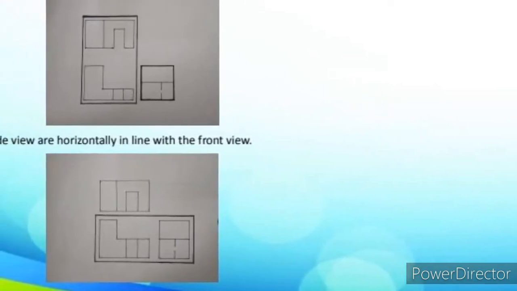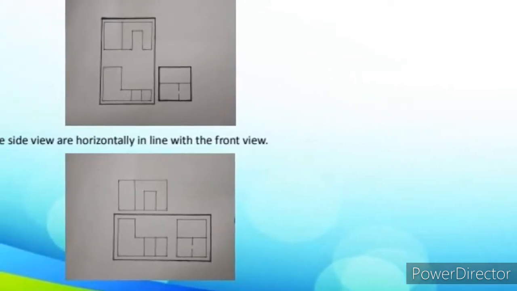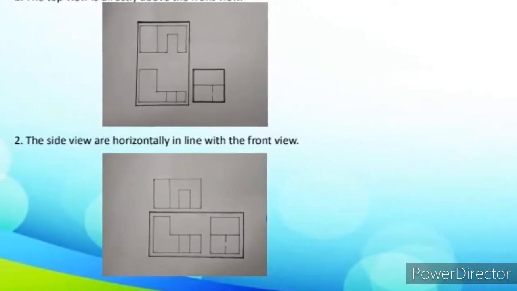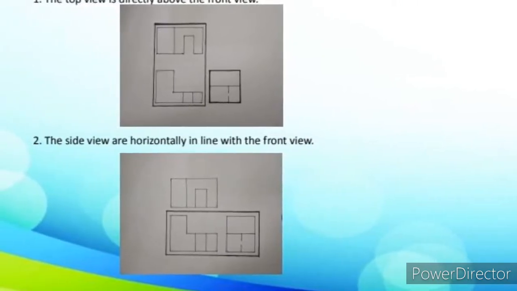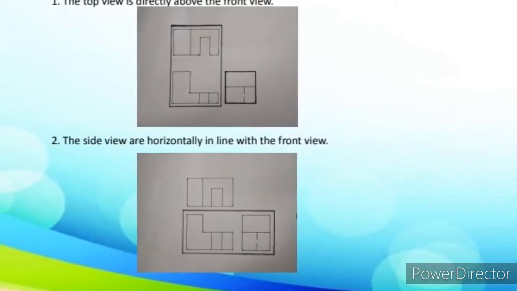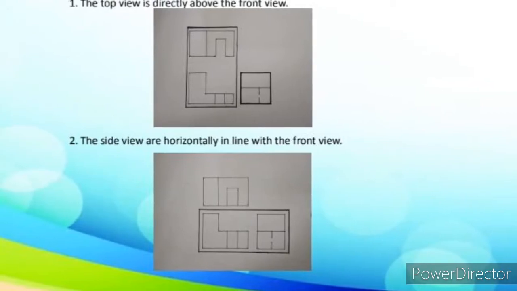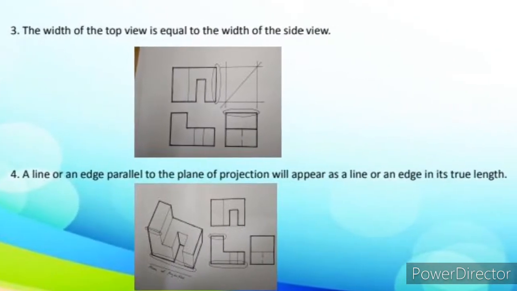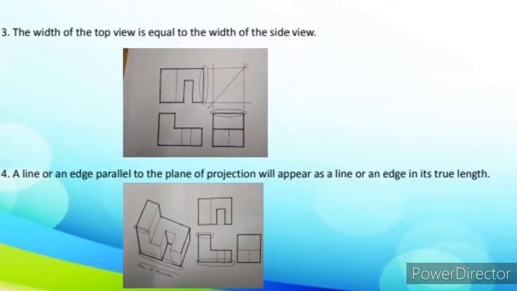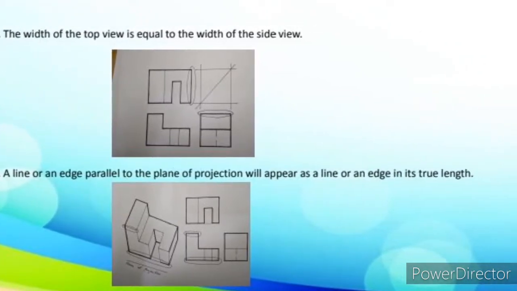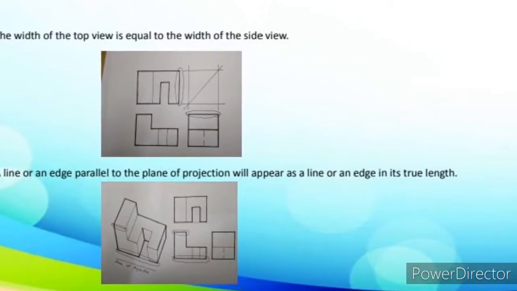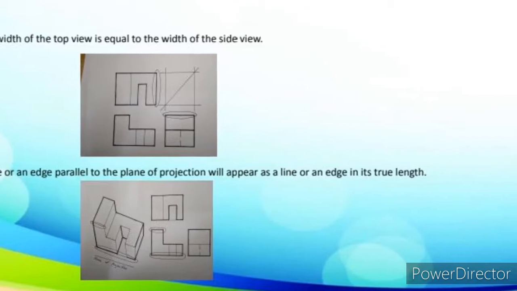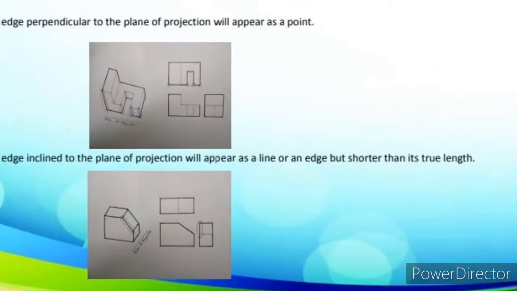1. The top view is directly above the front view. 2. The side view is horizontally in line with the front view. 3. The width of the top view is equal to the width of the side view. 4. A line or an edge parallel to the plane of projection will appear as a line or an edge in its true length.